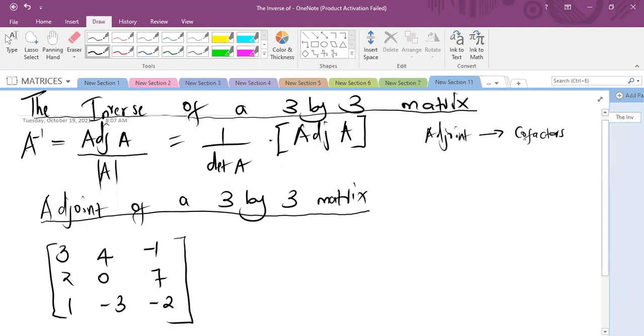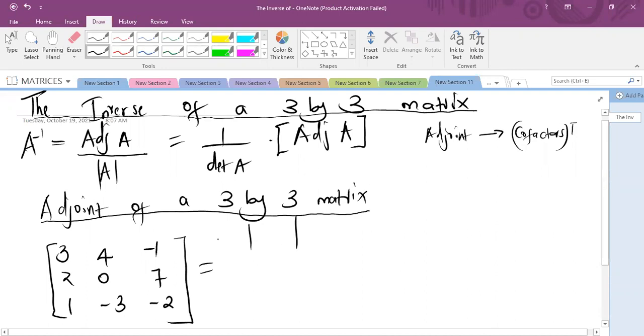So cofactors, and then we transpose the cofactors. How do we get the cofactors, guys? Now, if we want to get the cofactors of this particular matrix, let's say we take position 3, we delete the row and column in which 3 lies, and then we get the determinant of that. This is what we will have.